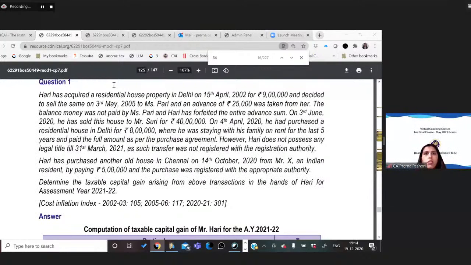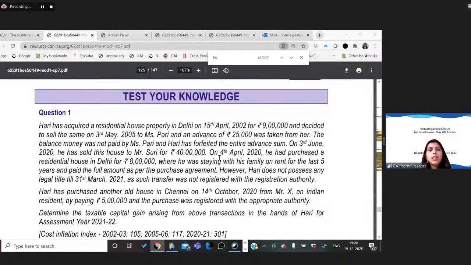Not the correct answer. Okay, let's see together. Let's solve it together, this sum. So here they have said Hari has acquired the residential house in Delhi on 15th April for 9 lakh and decided to sell the same, for which he had taken advance of 25,000. This advance, will it reduce the cost of acquisition? Will it reduce the cost of acquisition when this advance was taken in 2005?